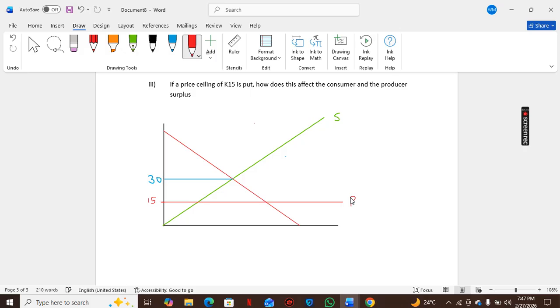Okay, this is our price ceiling here. Remember, what's the definition of a price ceiling?